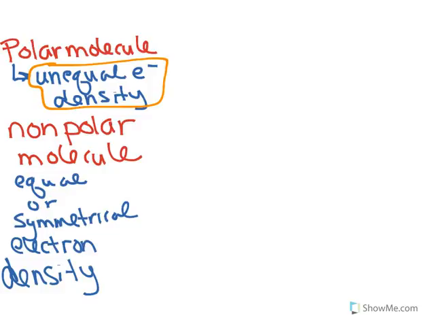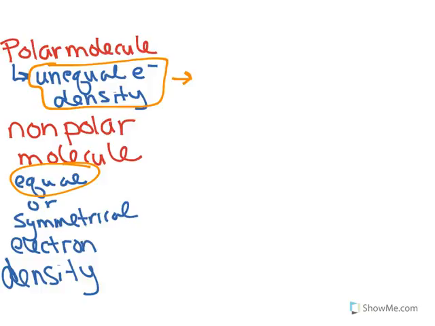Those electrons are not spaced out evenly or symmetrically, because that's what a nonpolar molecule is, where the electrons are spaced out equally. It's very symmetrical. So an example of a polar molecule here is water.